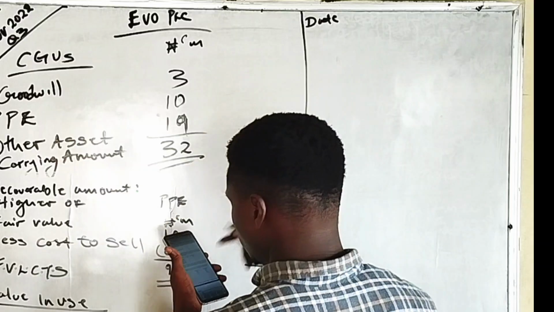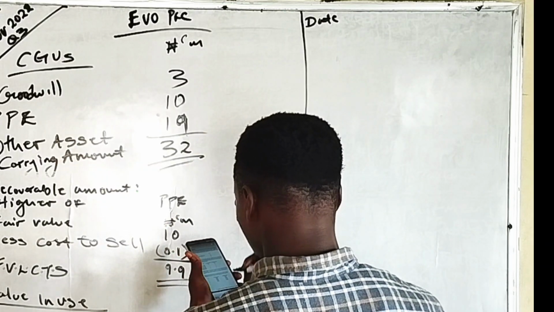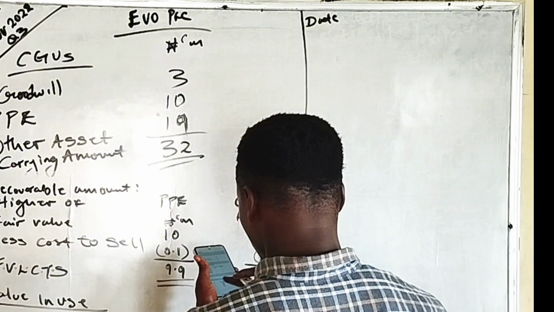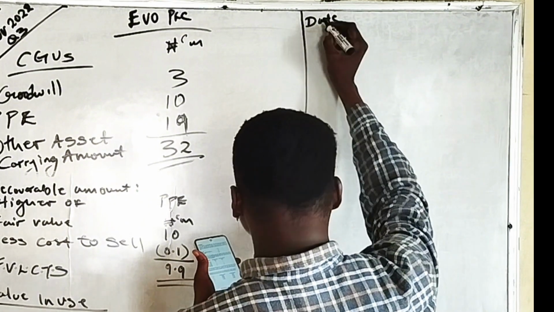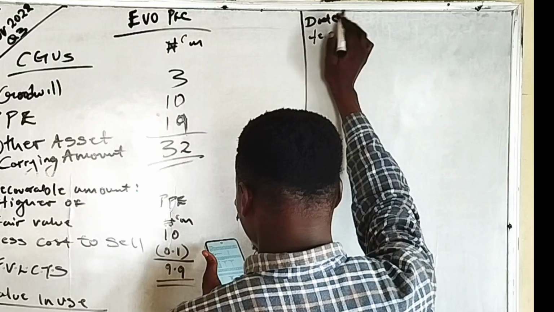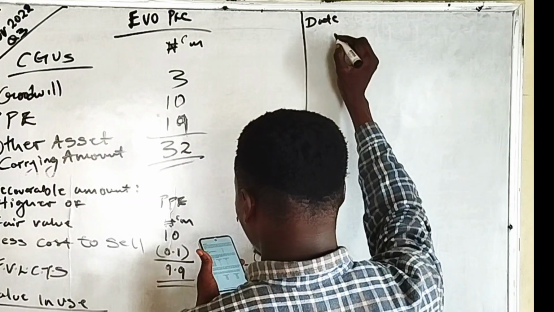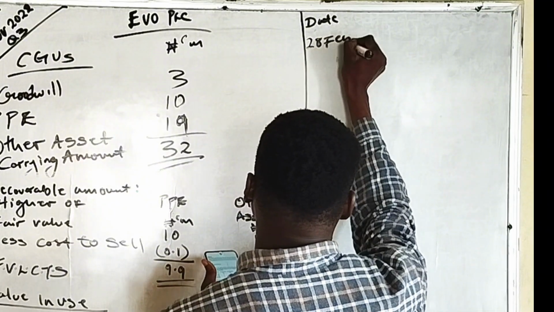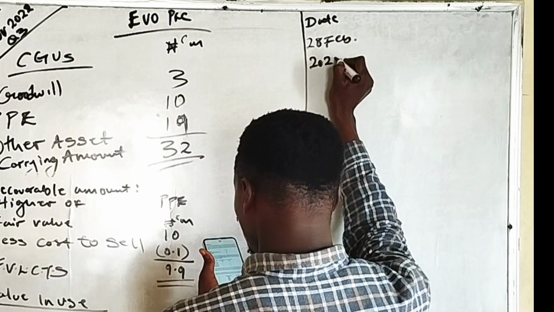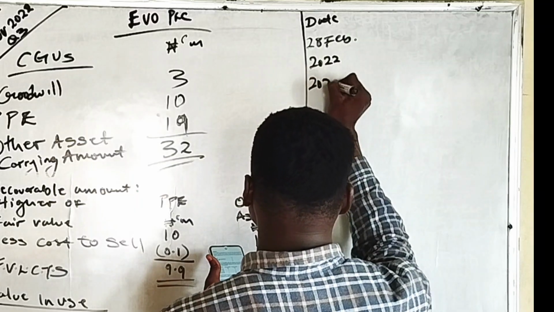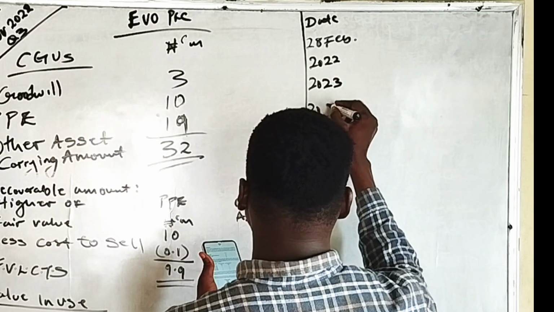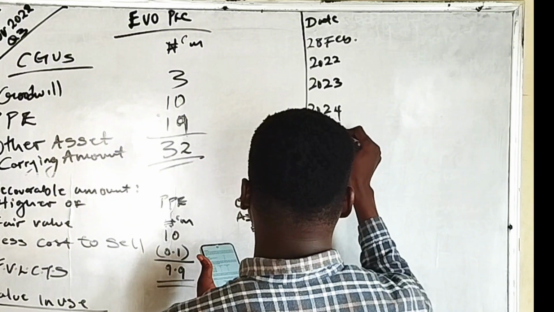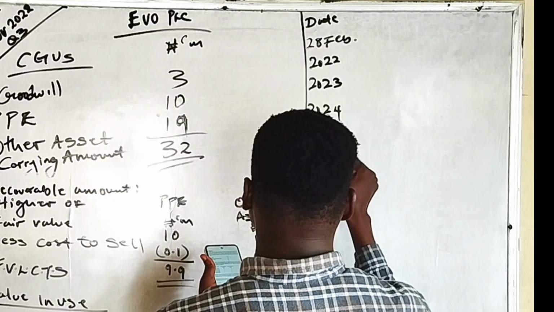We have the date, we have years, that's year ended, we have 28th February for all of them. So we have 2022, we have 2023, we have 2024, we have 2025, and we have 2026.